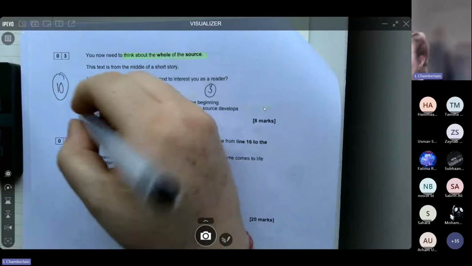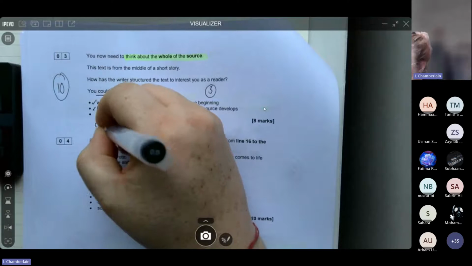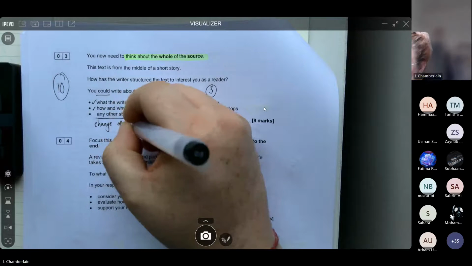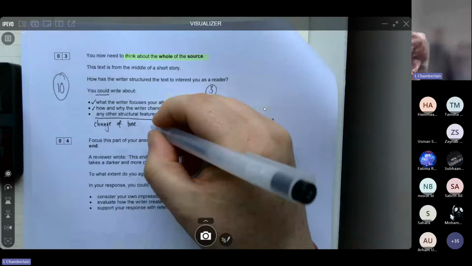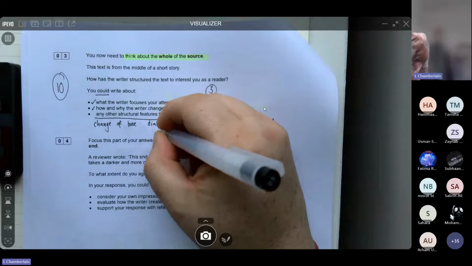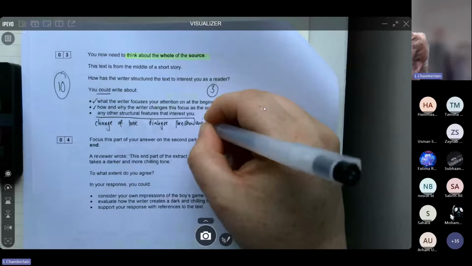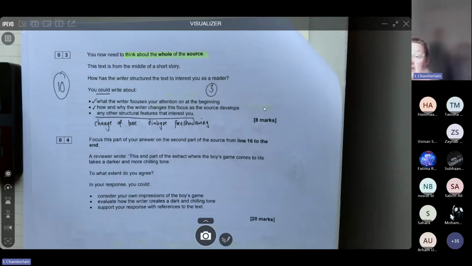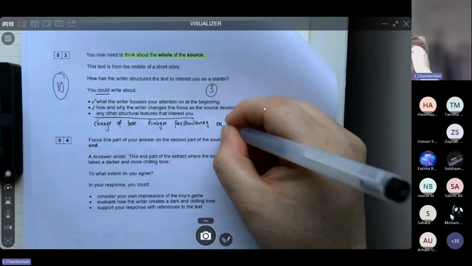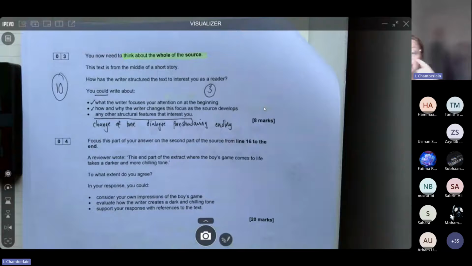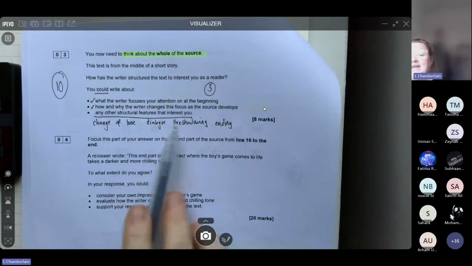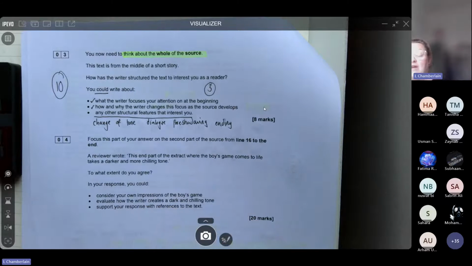Now, that other structural feature could be a change of tone, and we know that that happens in this extract. It could be the use of dialogue. It could be the use of foreshadowing. It could be the introduction of another character. It could be about the way that the writer chooses to end their story. Any of these could be a relevant structural point to talk about. Doesn't mean you have to talk about all of them. You're going to talk about 3 of them.